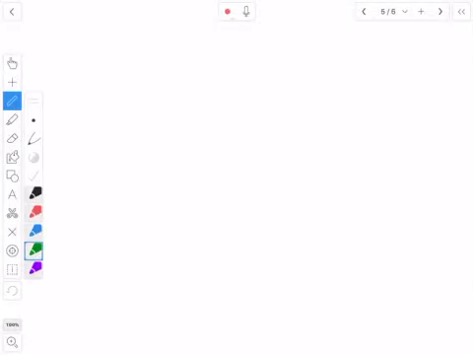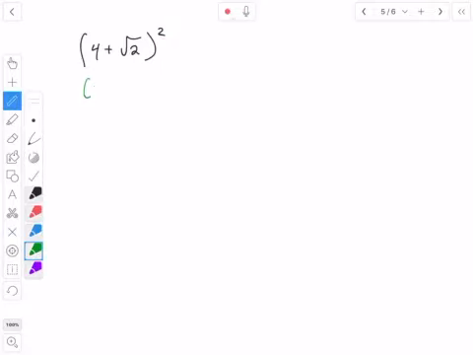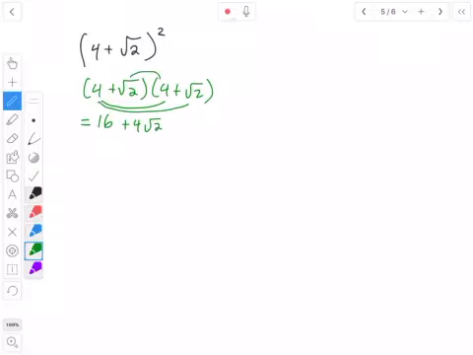So the last two exercises that I want to go over are what happens if I'm raising a binomial with square root, let's say 4 plus square root of 2 squared. Remember that this square right here means that I'm multiplying that 4 plus the square root of 2 times itself. So that means that I have to FOIL. So I have 4 times 4 is 16, right? 4 times the square root of 2 plus 4. Now I have plus 4 square root of 2.